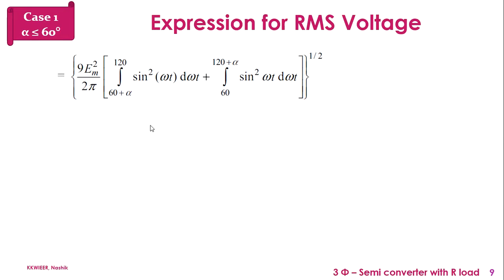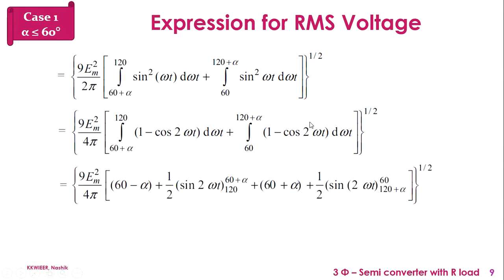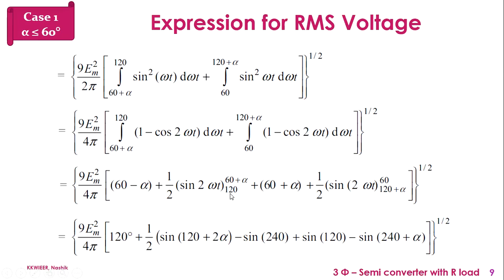Now sin square theta is nothing but 1 minus cos 2 theta, so substituting it here and integrating it with respect to d omega t, substituting the value for 1, substituting value 120 minus 60 minus alpha will be 60 minus alpha, similarly for this, and putting the limits for this sin 2 omega t, simplified, we will get this expression. Now after substituting these values, where minus sin 240, the value of sin 240 is minus root 3 by 2 and sin 120 is root 3 by 2. So minus of minus root 3 by 2 plus root 3 by 2 will be root 3.